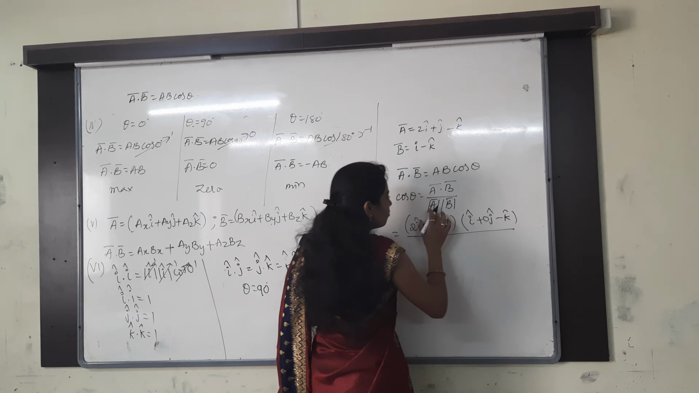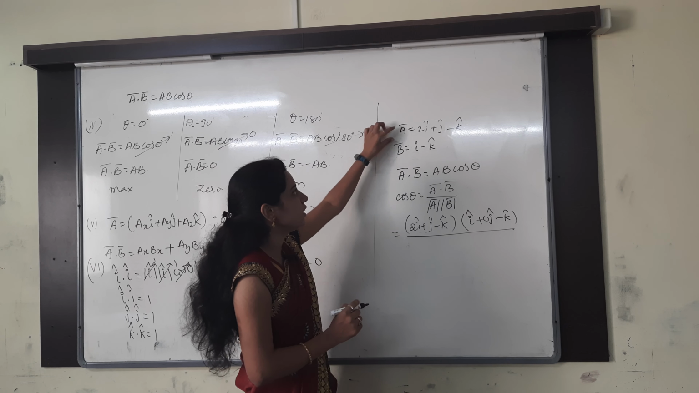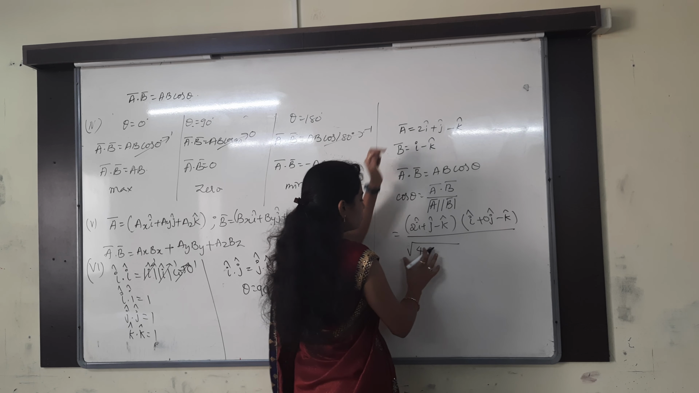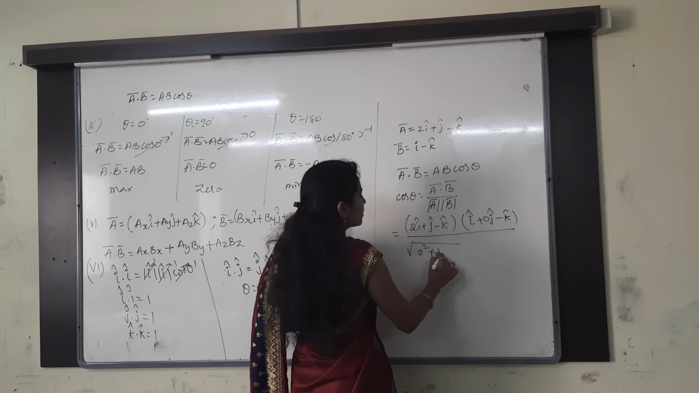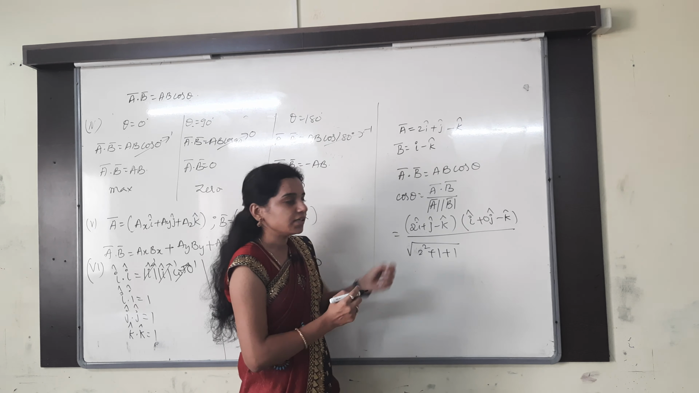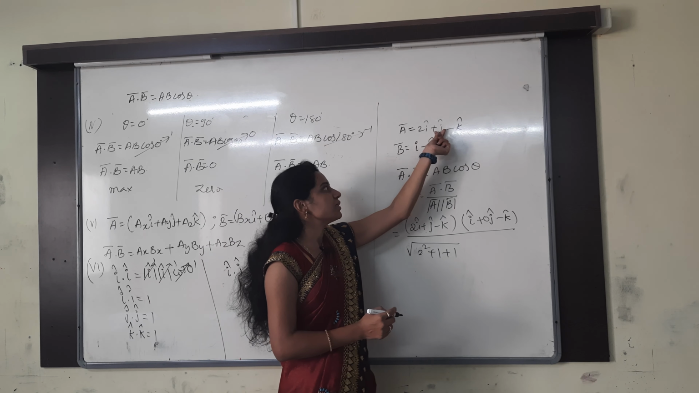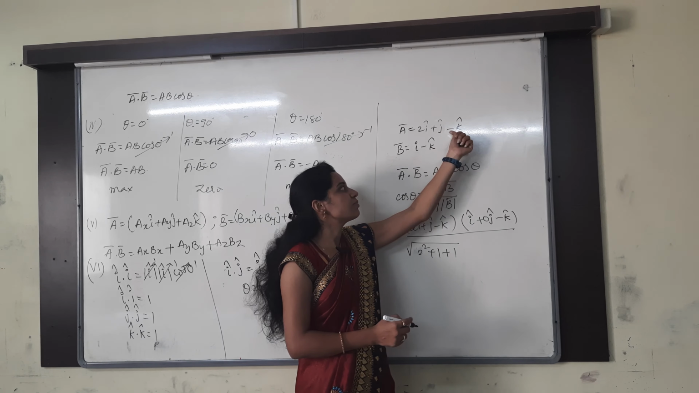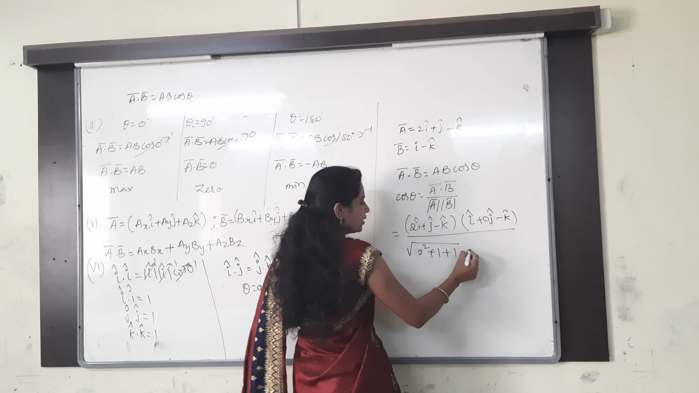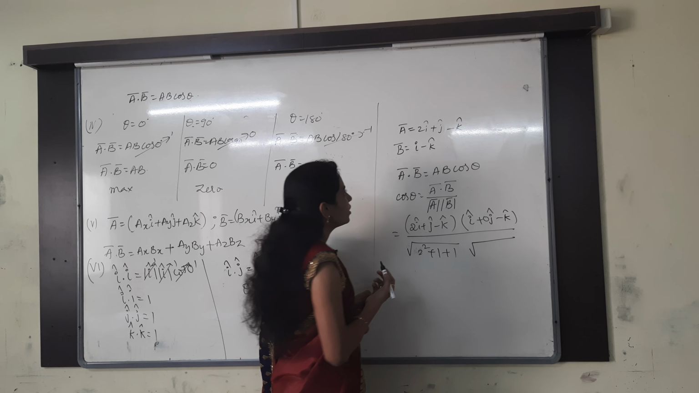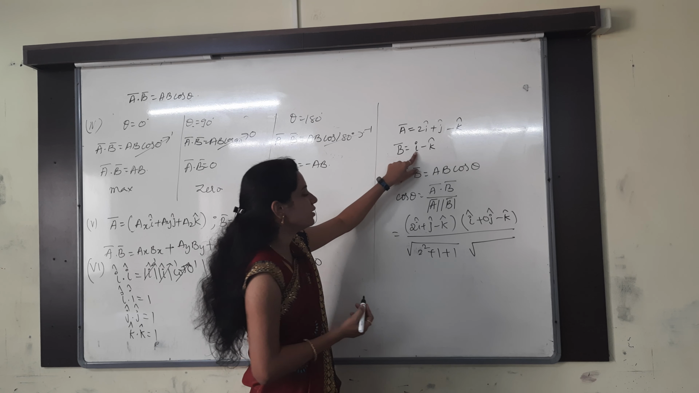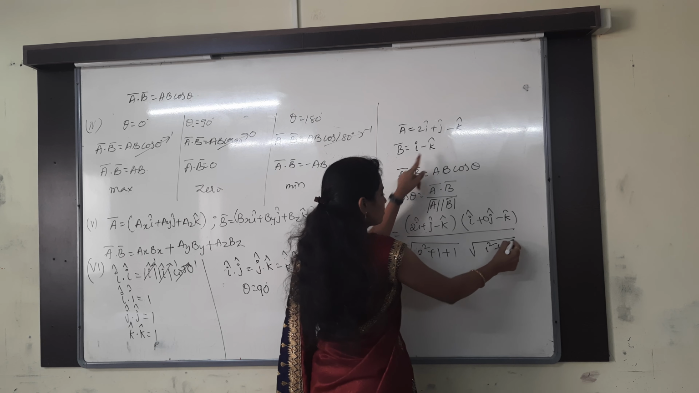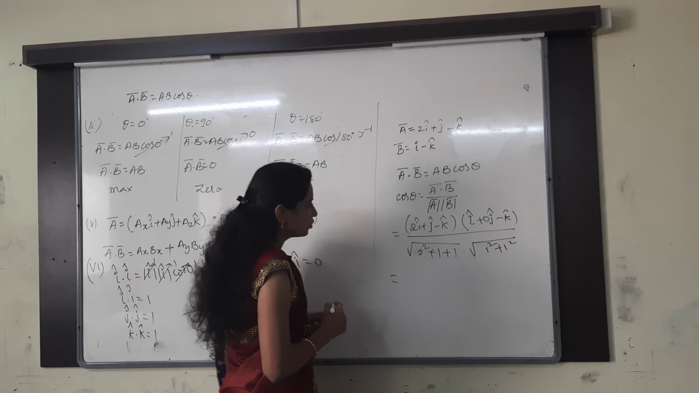That divided by modulus of A. Modulus of only A, nothing but root over 4, nothing but 2 square plus 1 plus 1. Correct? Modulus of A is root of ax square plus ay square plus az square, 2 square plus 1 square plus 1 square. And then root over modulus of the second vector. What is that? Root i square, nothing but 1 square plus 1 square again. So that is root 2 we will get.